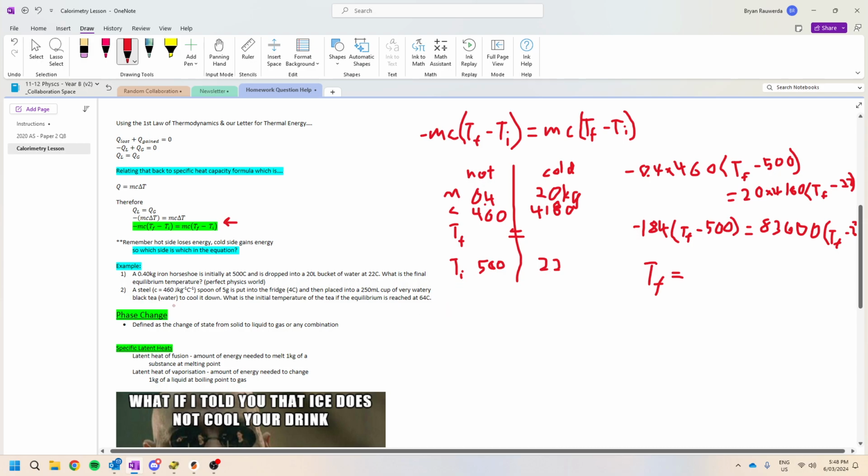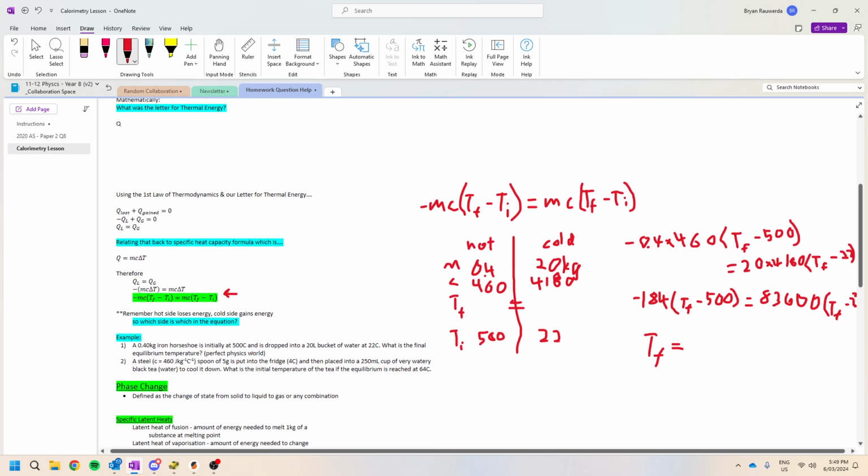This next question, I'm not going to do it here on the page, but this is just a bit of an idea, right? So you've got a steel spoon, 5 grams, to put into the fridge until it's 40 degrees Celsius, and placed into a 250 milliliter cup of very watery black tea. So a reminder, you're changing that to kilos, right? What is the initial temperature of the tea if the equilibrium reached is 64 degrees? So your initial temperature should be higher than the 64 degrees because that's the equilibrium. Just making sure you're keeping track of your hot and cold sides. So that specific heat capacity you use in equilibrium, okay?